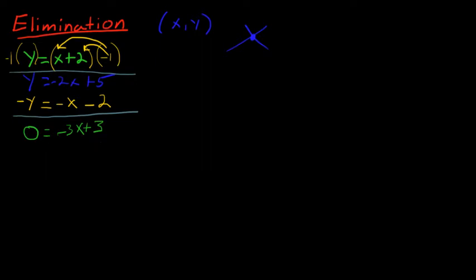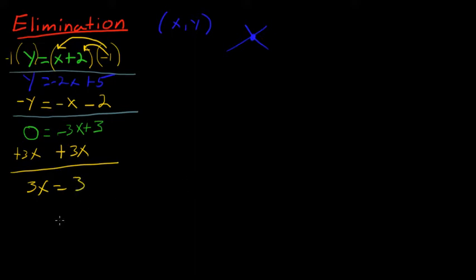Again, what we want to do is get variables on one side and numbers on the other. The y's have gone away, so we can't get the y's over here, and we don't want the x's over here. So I'm going to add 3x to this side. That turns this to 0, and I add 3x over here as well to stay balanced. Now I have 3x equals 3.